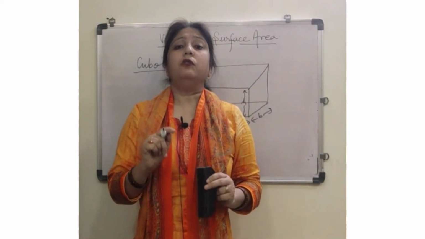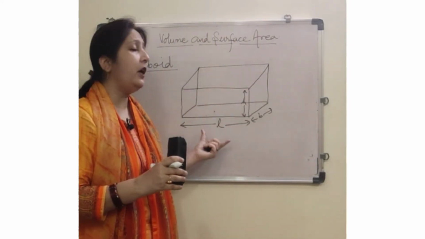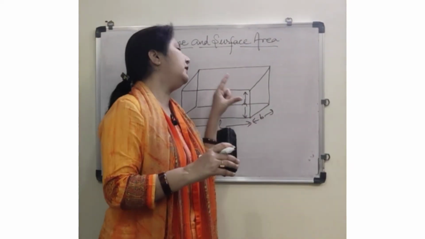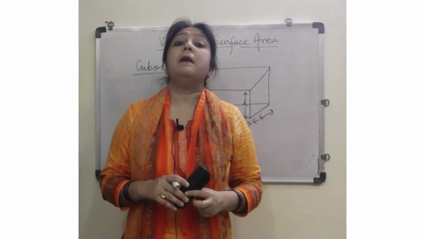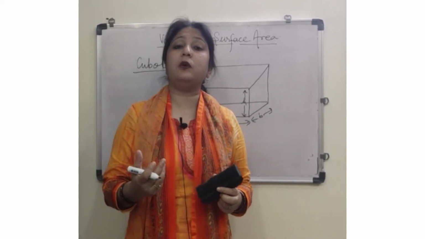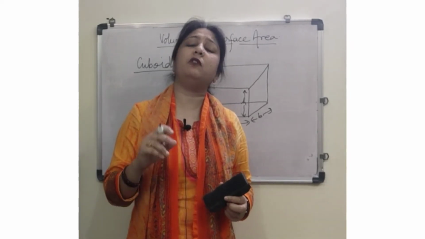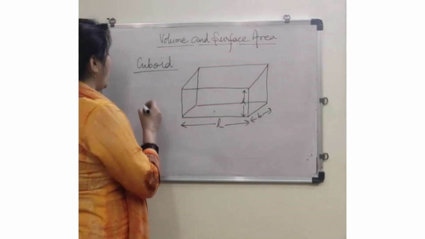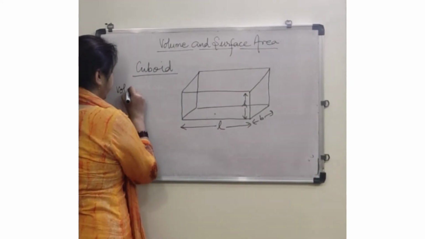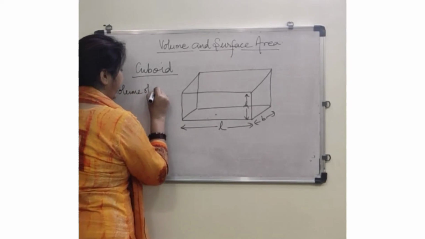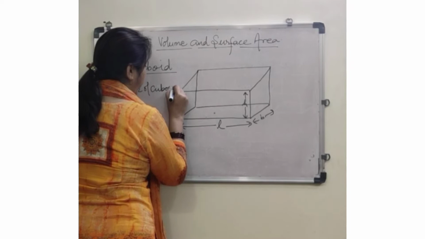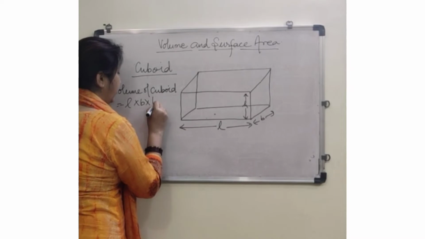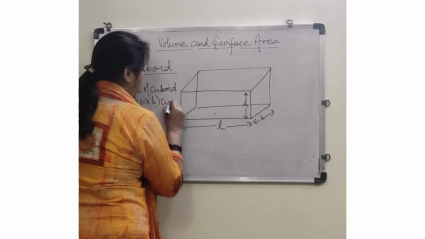Am I clear? When we introduce the cuboid, we mention that this is length, this is breadth, this is height, all three different dimensions. But we must tell you that out of these three dimensions, two can be similar, the same value. So the volume of this cuboid is equal to length into breadth into height, cubic units.